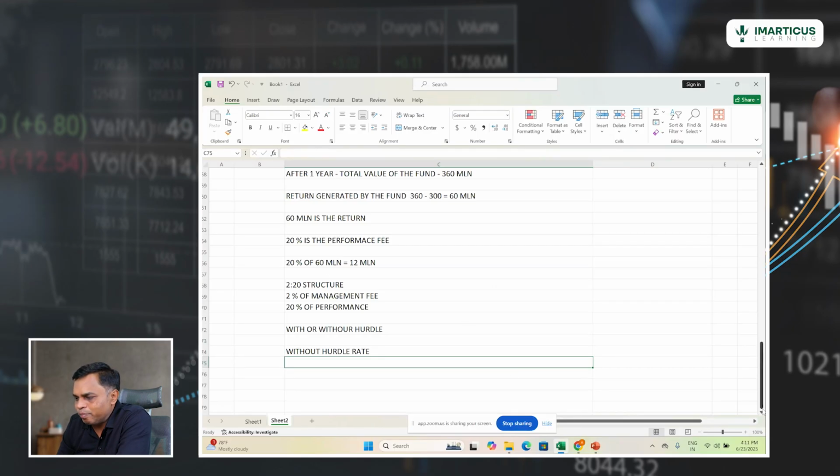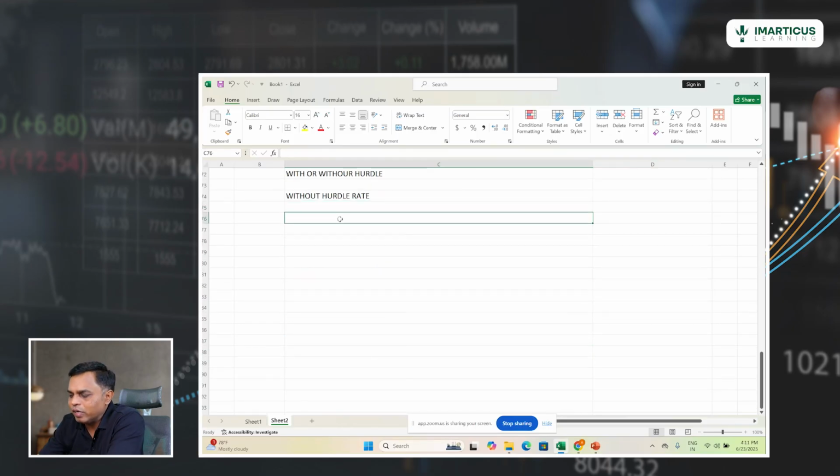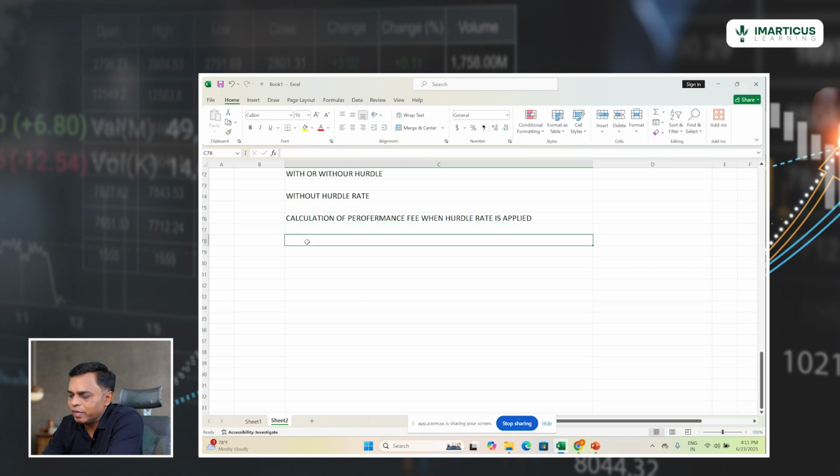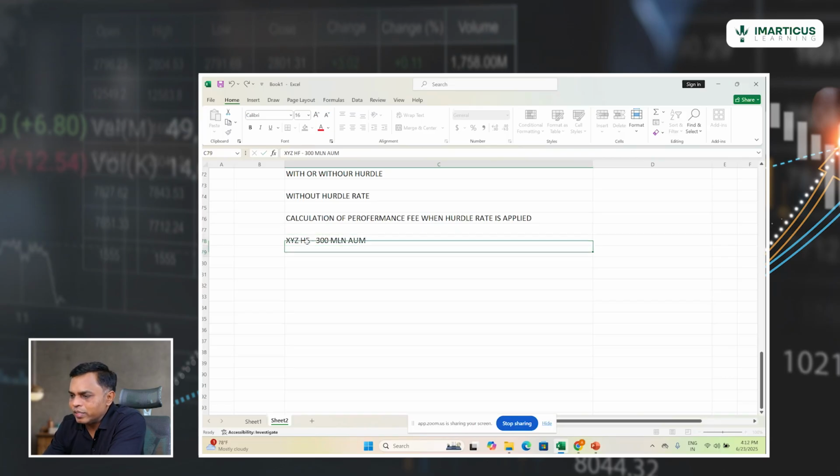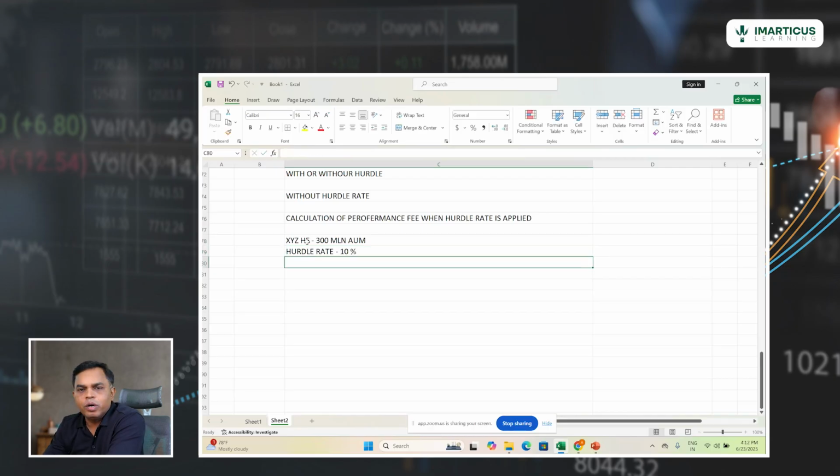Now let's see an example of the calculation of performance fees when a hurdle rate is applied. Let's say we have XYZ hedge fund. XYZ hedge fund starts with 300 million as AUM. Let's say the fund has a hurdle rate of 10%. What this hurdle rate means is that the fund has to generate a minimum 10% return.